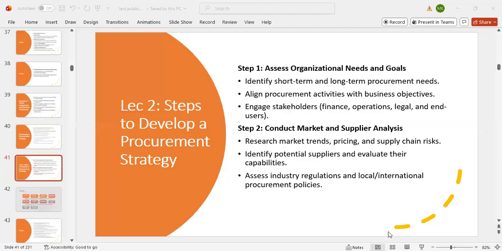You identify the potential suppliers and evaluate their technical capability. That is why you evaluate them. Do they have the personnel? Do they have the people who will be able to do the work for you? Then you assess the industry regulations and local or international procurement procedures, knowing very well that there are laws and regulations that govern public procurement. You must try as much as possible to align or comply with the necessary regulations within the act.